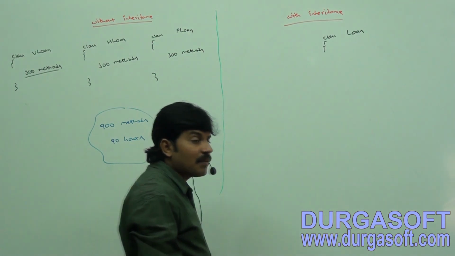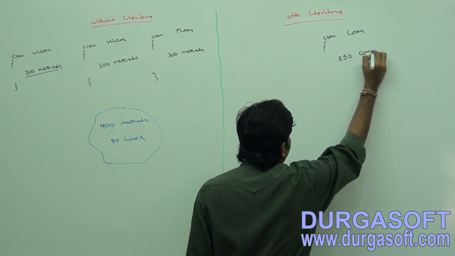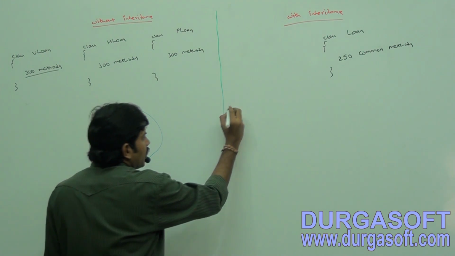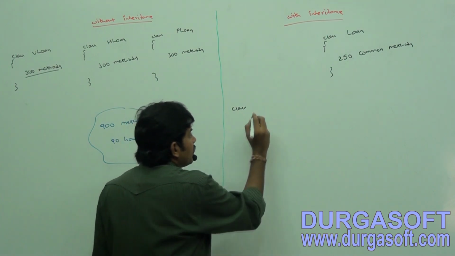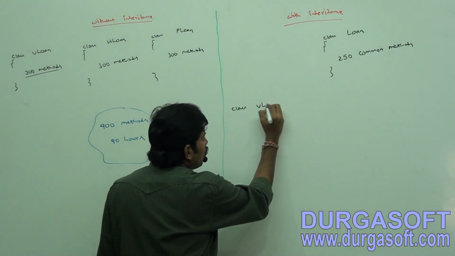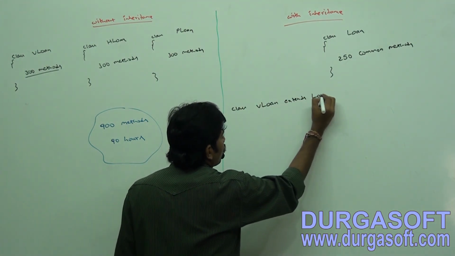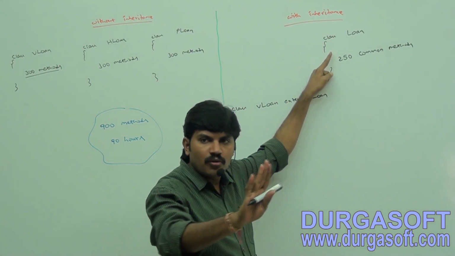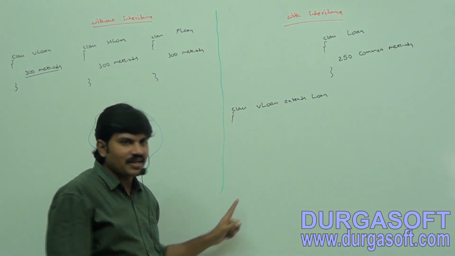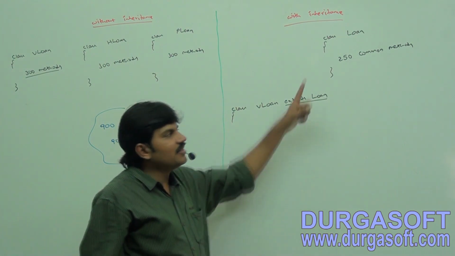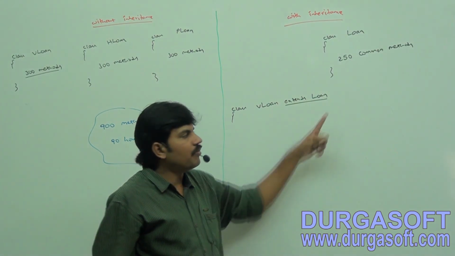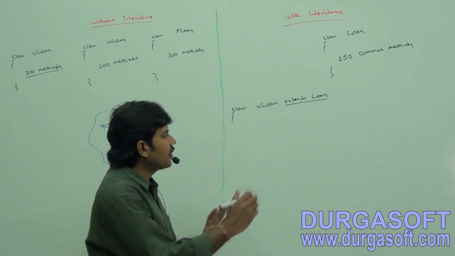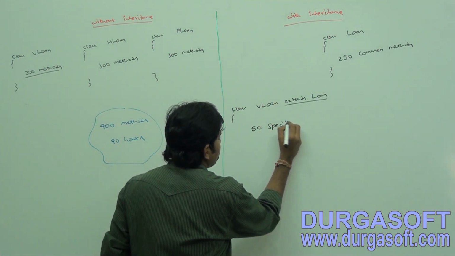Observe this one. How many common methods? 250 common methods are there, which are applicable for any type of loan. Now I am taking class VLoan, class VLoan extends Loan. Then these 250 methods, without rewriting, are automatically available by default to this class because it is the child class. That is the advantage. By default, whatever methods the parent has are available to the child. Then how many remaining specific methods are there? Only 50.